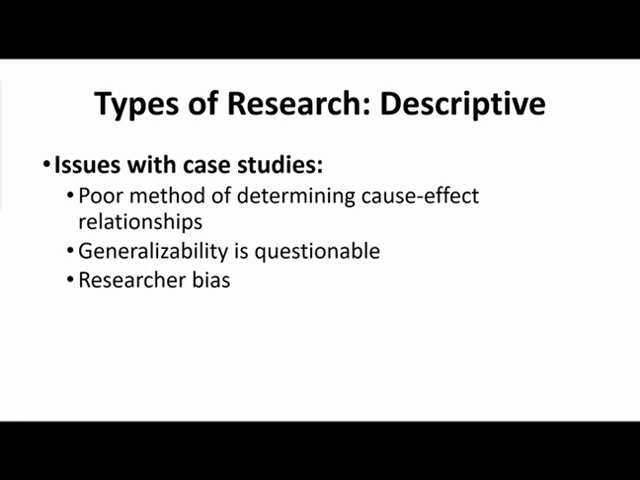Now, this isn't exclusive to descriptive research, and this isn't exclusive to case studies. Researcher bias is a problem everywhere. It can just be especially problematic in case studies because if you're only measuring one person and your measurements are biased, then all of your measurements are biased. So you have to keep that in mind again, and you have to do everything in your power to make sure that you can eliminate that researcher bias if possible.